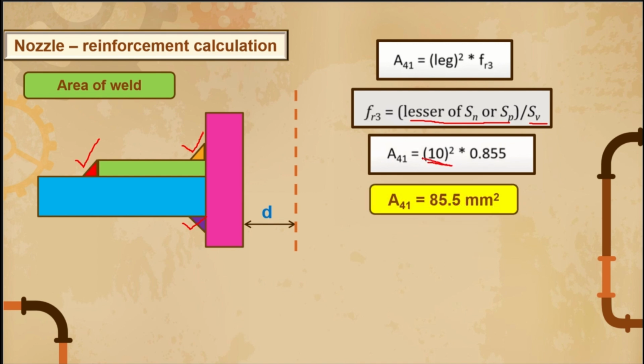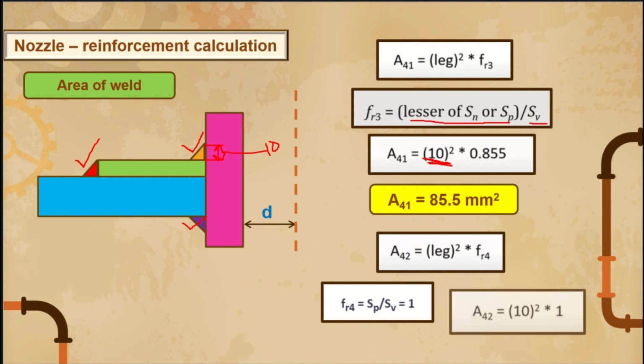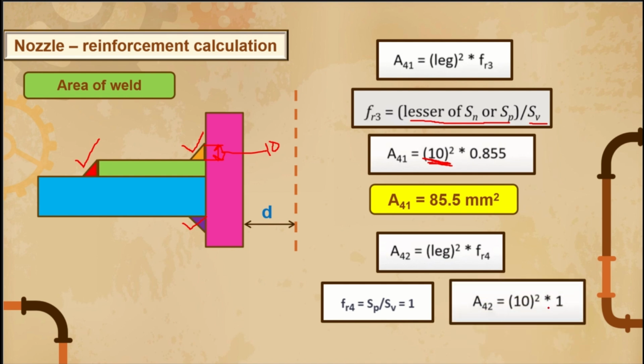I'm assuming this as 10, this height, guys. I'm assuming this value. This is 10 mm. So this is the leg height. I hope you are getting the point. And next one, A42, for this one. This is the A42. Assuming the same thing, A42 is equal to 10 square into 1 FR4, that is pad by SV. I'm considering here pad and vessel as the same material because I'm not getting any material for the pad in the given data. That's why I'm considering both are the same material.